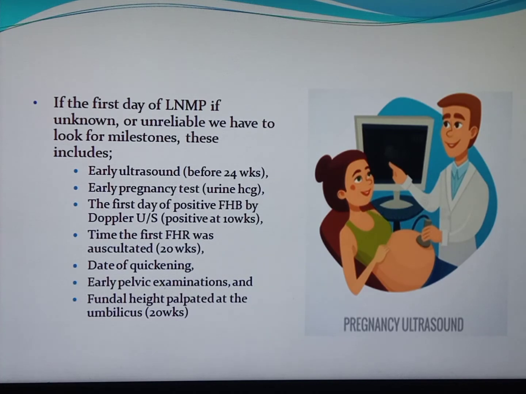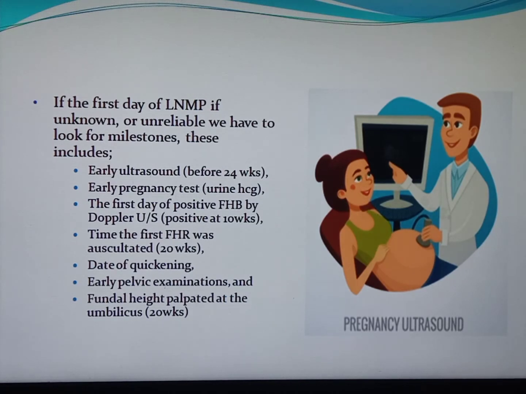These milestones include early ultrasound. If a woman had an ultrasound before 24 weeks of gestation, we can use it to calculate gestational age. Most textbooks say ultrasound before 20 weeks should be considered as an early ultrasound. But the WHO said ultrasound taken before 24 weeks can be used to calculate gestational age. The first trimester ultrasound has a margin of error of 5 to 7 days, and the second trimester ultrasound 10 to 14 days, and the third trimester we don't use it because the margin of error is plus or minus 3 weeks.